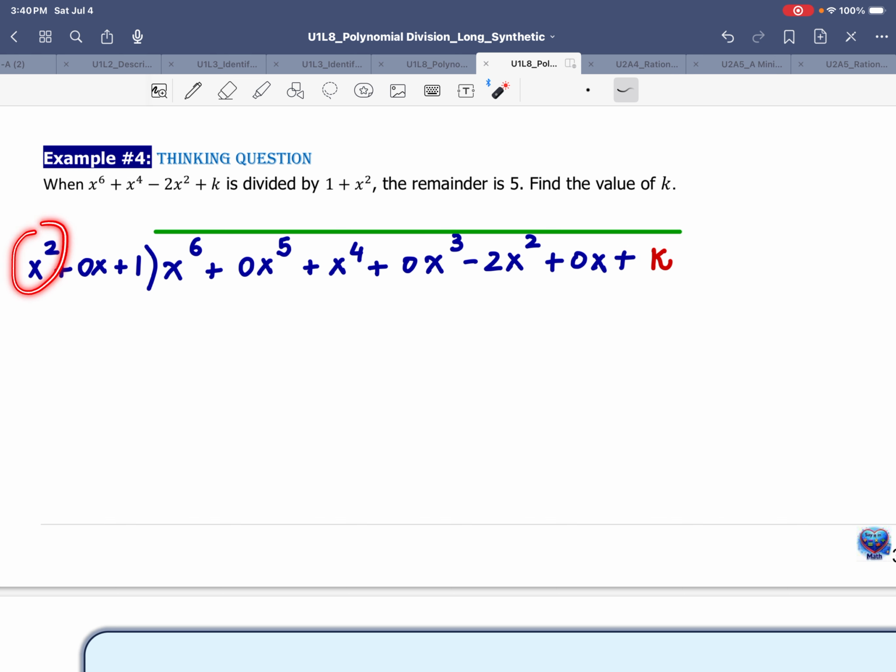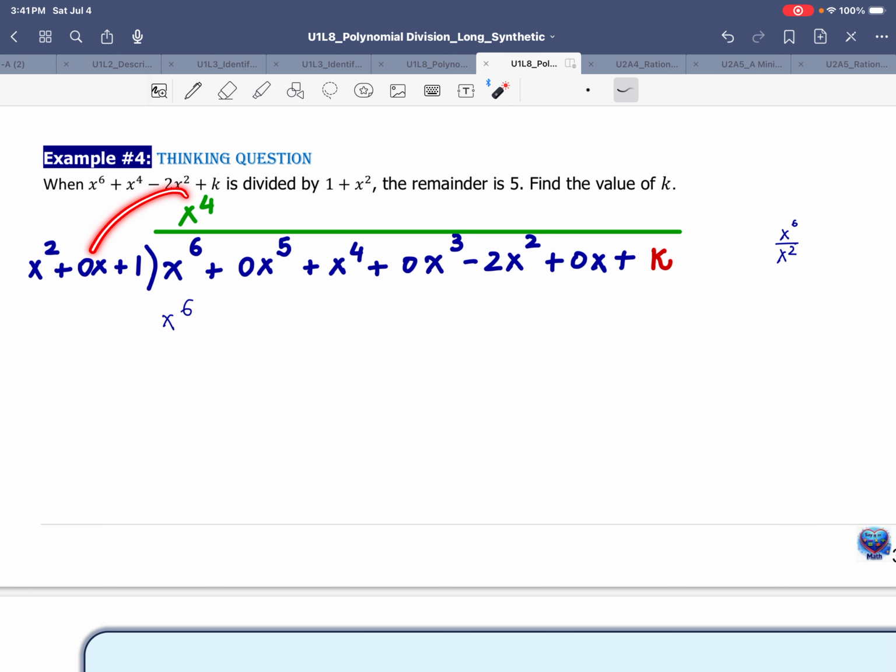So x squared goes into x^6. Always remember, we divide x to the power of 6 by the divisor, and we look at the first term. So x^6 over x squared is x to the power of 4. So x to the power 4 will be the first term in the quotient. We'll multiply x to the power 4 back with every single term in the divisor, and that will give x to the power of 6.